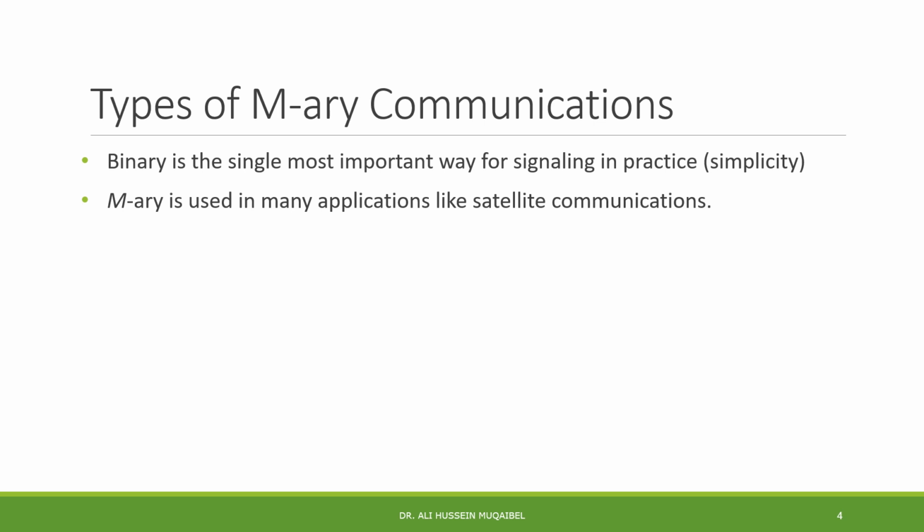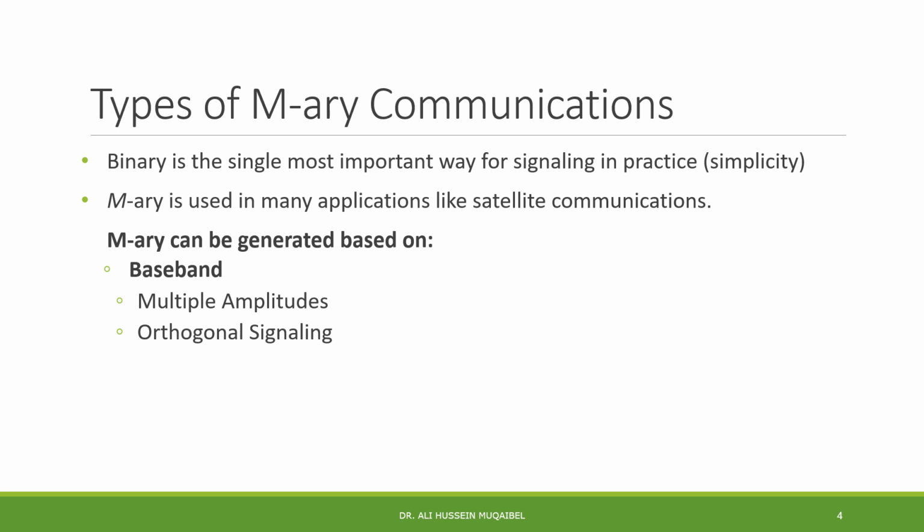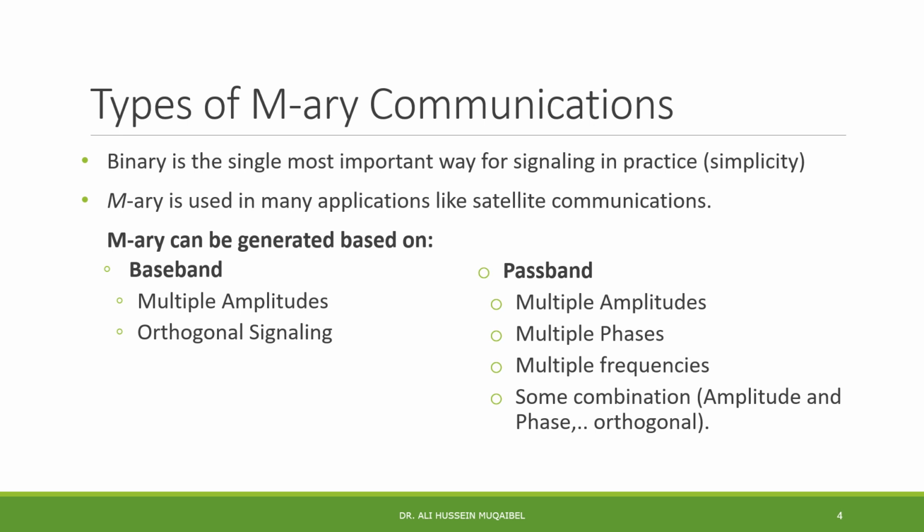We'll classify them into one main type first, which is baseband without a carrier. Under that we have multi-amplitude, and then orthogonal signaling. We'll cover this in the following video. And the second type is with a carrier. Even in carrier communication, we could have multi-amplitudes, multi-phases, multi-frequencies, or some combination of these. So for now, we'll focus on M-ary baseband signaling.